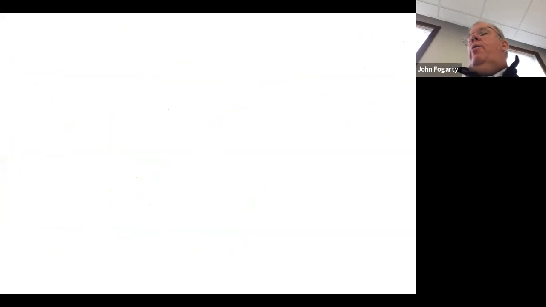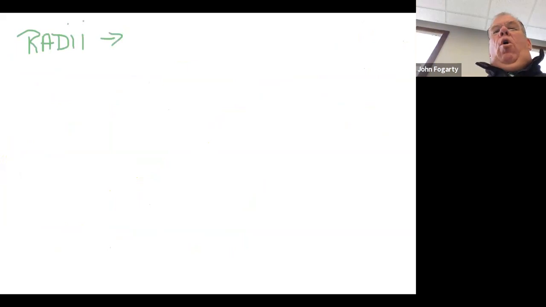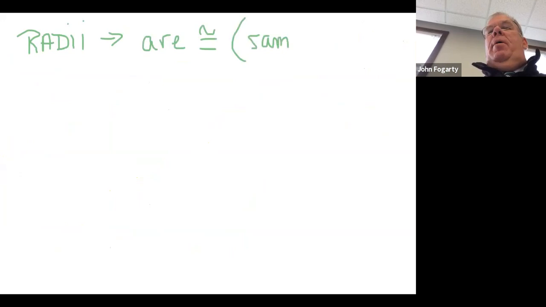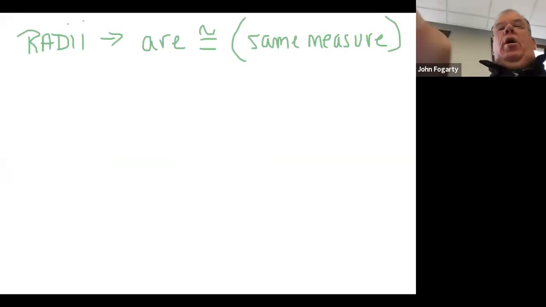So, here's what we know. Radii is the plural of radius, right? So, all radii of a circle are congruent. What does congruent mean? They have the same measure. Now, we all know that because we just did it, right? Now, is there a relationship?